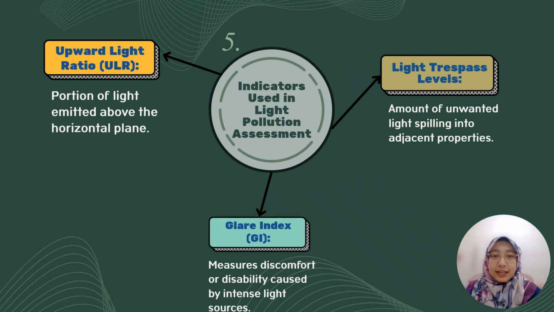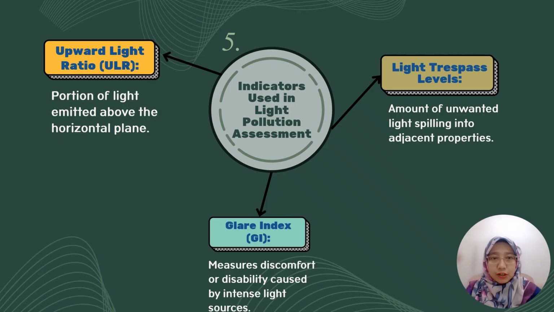When assessing light pollution, we use several indicators to evaluate its impact and extent. First, the upward light ratio, ULR, refers to the portion of light emitted above the horizontal plane. A high ULR indicates that a large amount of light is directed upwards, which contributes significantly to sky glow.